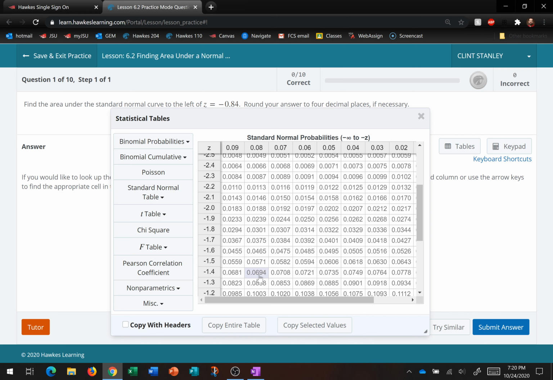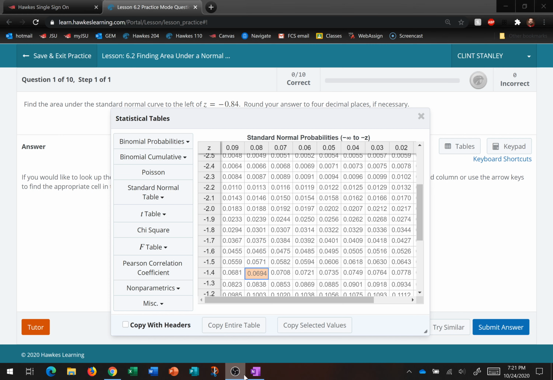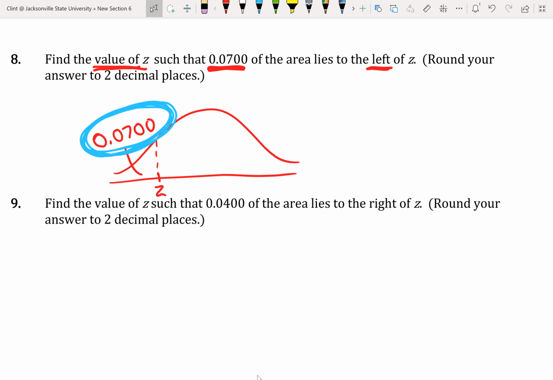Okay, so here are our two close candidates. This one is 6 10,000ths away. This one is 8 10,000ths away. So we go with the closest one. So our z value here would be negative 1.48. That's as close as we can get to 0.0700. So our z value here is negative 1.48. Okay. Closest we can get.